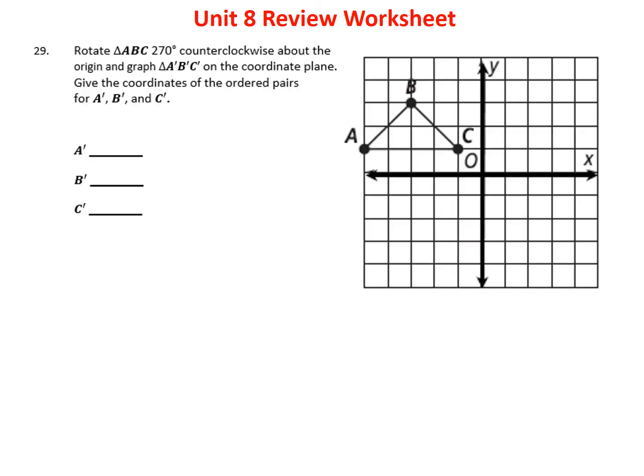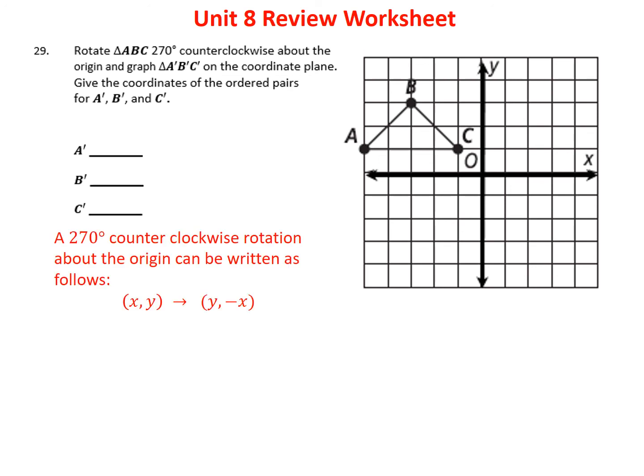Problem 29 asks us to rotate this triangle 270 degrees clockwise about the origin, and then graph triangle A prime, B prime, C prime on the coordinate plane. We're also to give the coordinates so we know where we're at. The easiest way to do this is simply to use the rule. (x, y) becomes (y, minus x), all right? So let's take each one and do it.